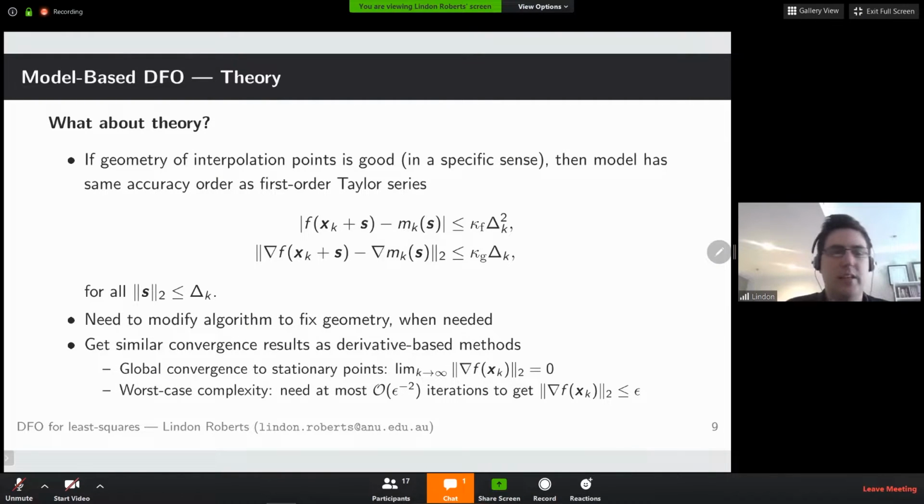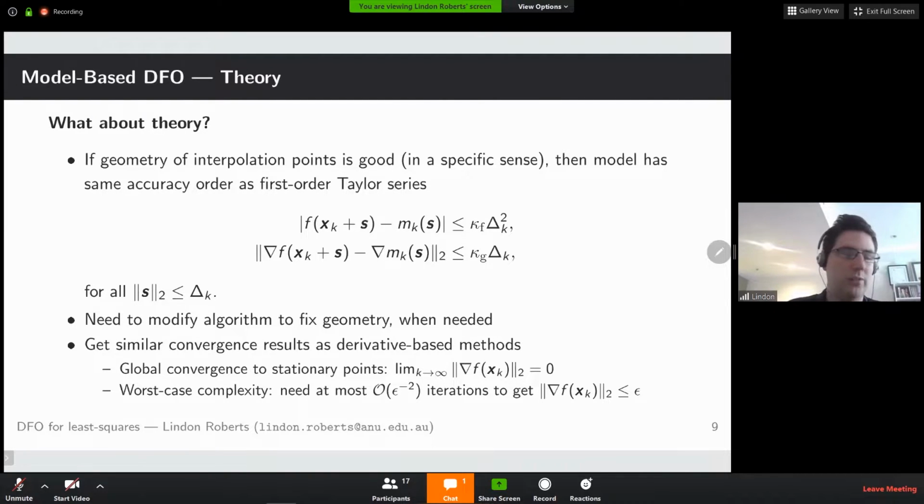But this means that we have this extra caveat: if the geometry of our points is good. So we need to modify our algorithm in a way that it'll make sure that the geometry doesn't get bad. If it's bad, then we need to be able to fix the geometry in some way. However, if we do that, then we can get the sorts of results that we would get in a derivative-based setting. And the results all pretty much look the same. There are some constants that tend to be a little bit worse, but the basic flavor looks the same.